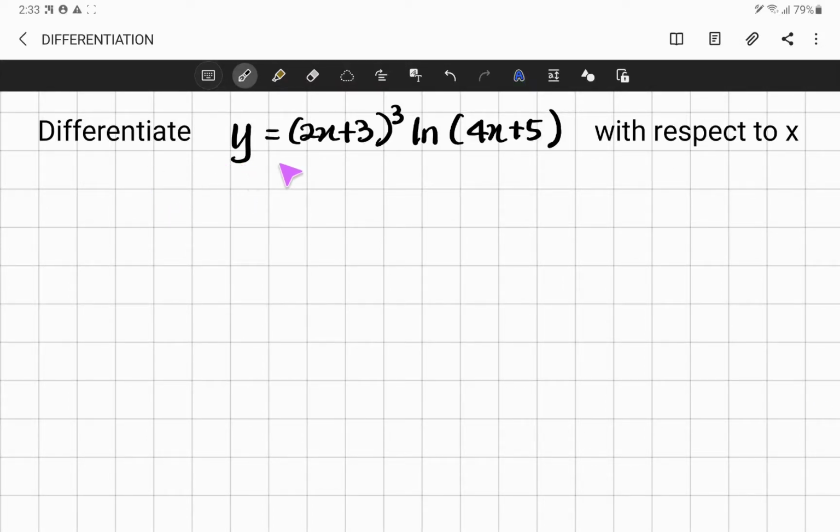Differentiate y equals (2x + 3)^3 times ln(4x + 5) with respect to x. For this function, we are going to use the product rule because we have two different functions in terms of product. So differentiating y with respect to x, we're going to have dy/dx, and the product rule is v u prime plus u v prime.